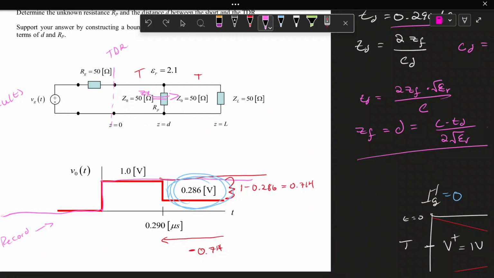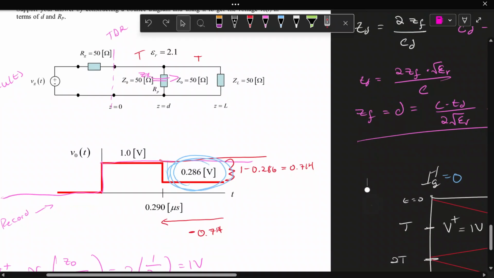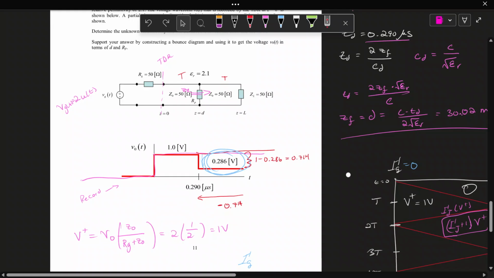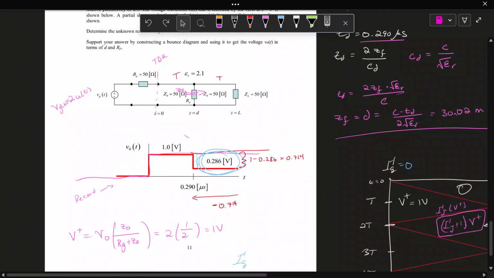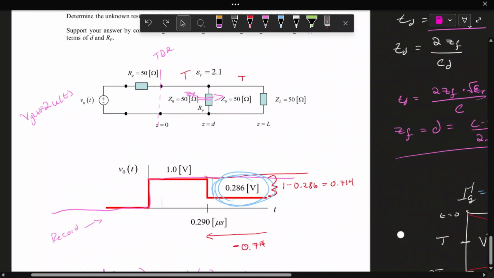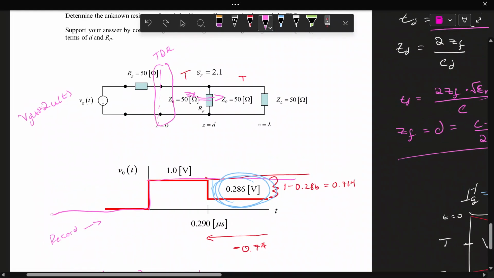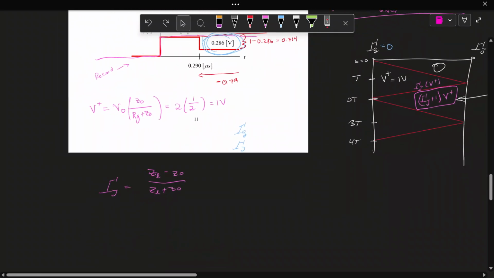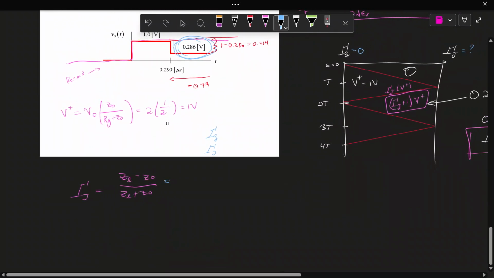So what we see is this value and this value. But why are we doing it as seen by the source? If you remember from the very beginning, where's the TDR? The TDR is here. So everything has to be as seen by the source, because that's where the TDR is.